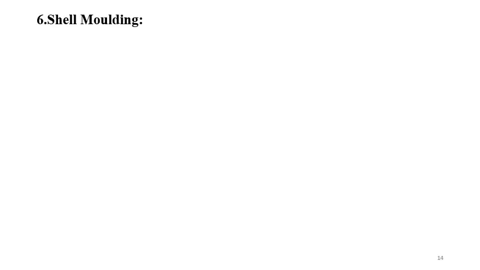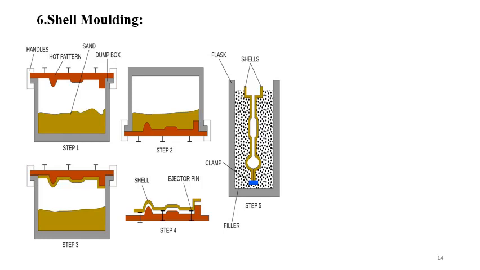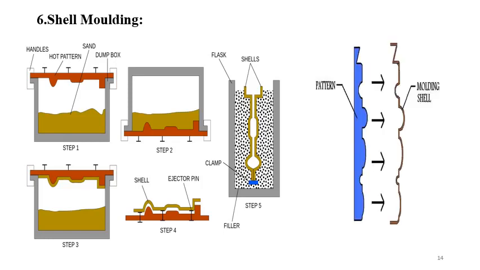So next, number six is shell molding. You can see that shell molding. This is a very simple mechanism, it is not complicated. So the shell molding is used for this one, preparation of the silicate. Next is the investment molding.